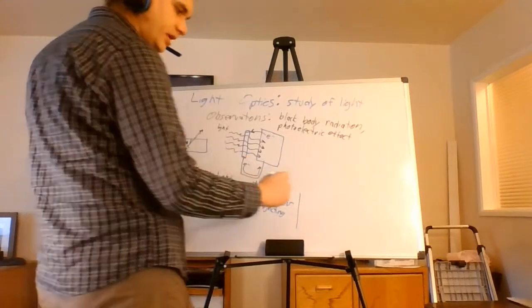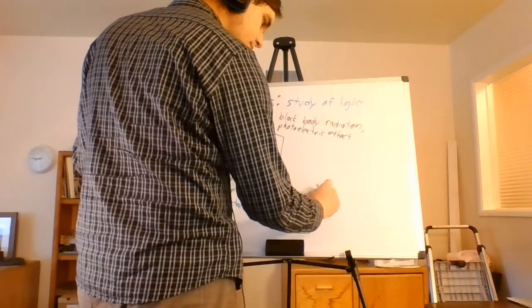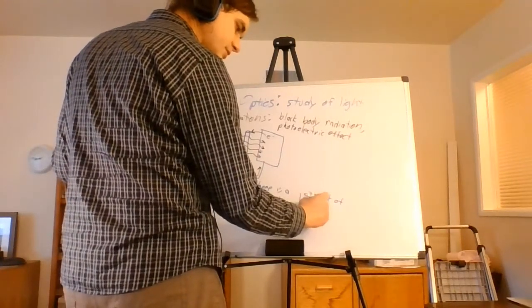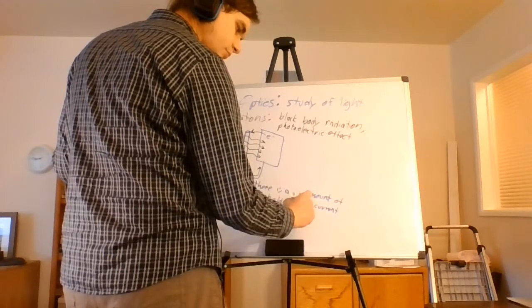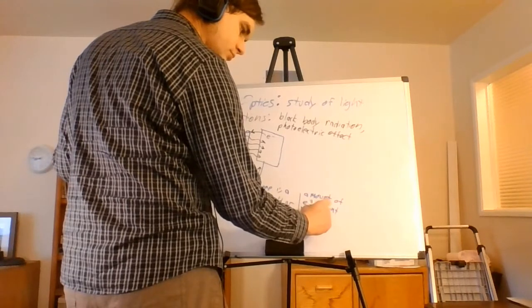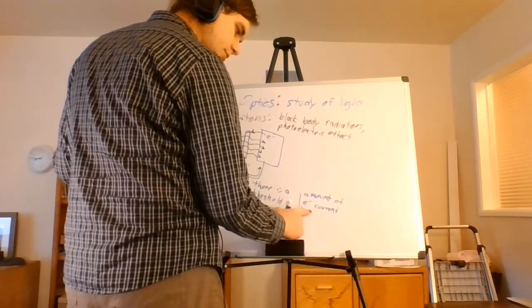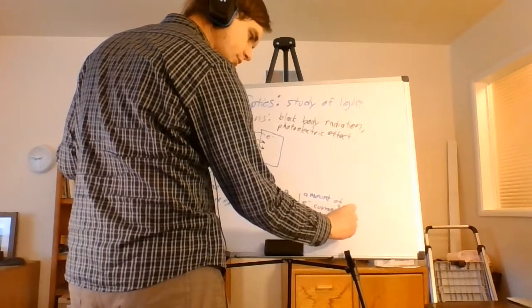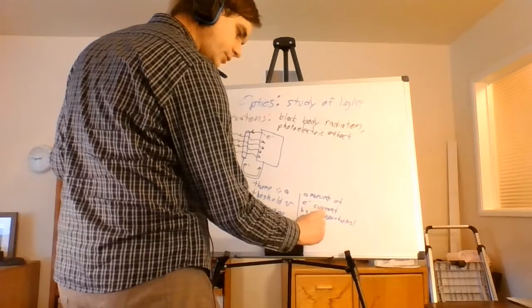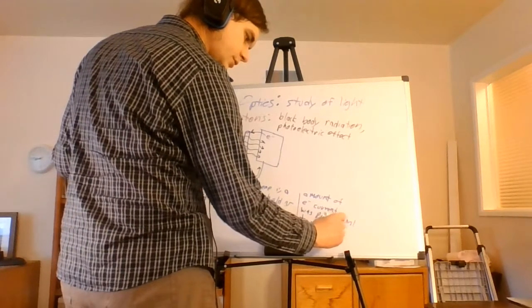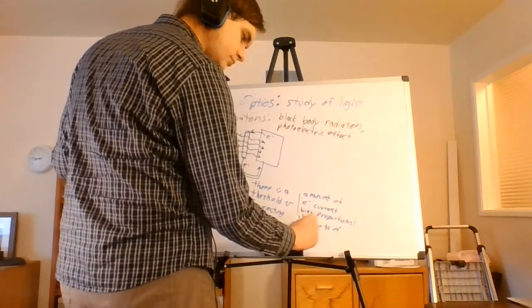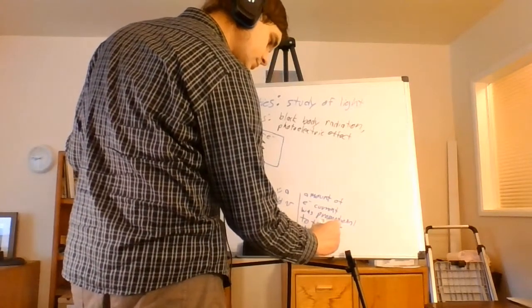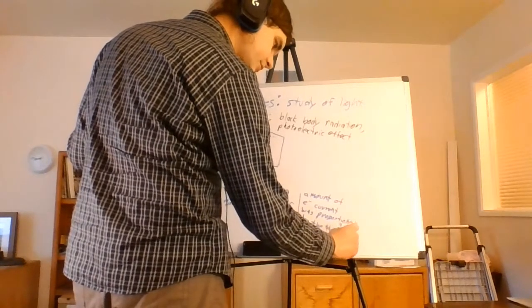And finally, the amount of electrical current was proportional to the number of photons, the number of particles of light, above the threshold.